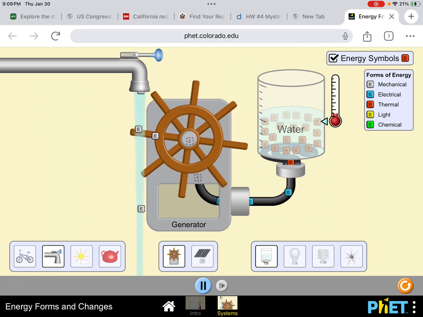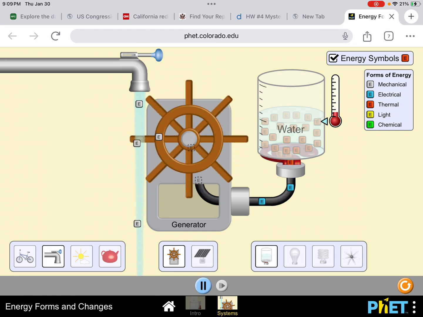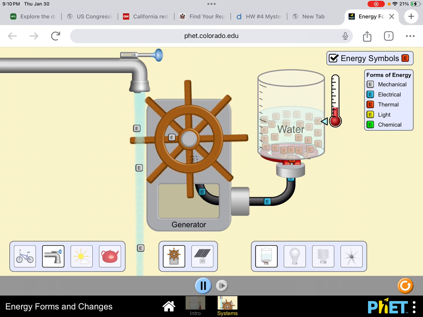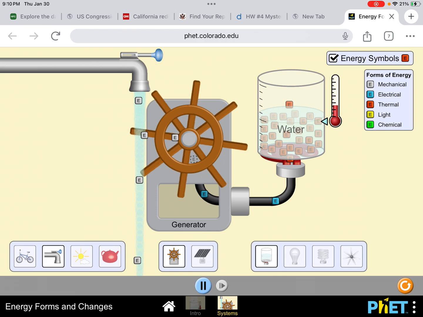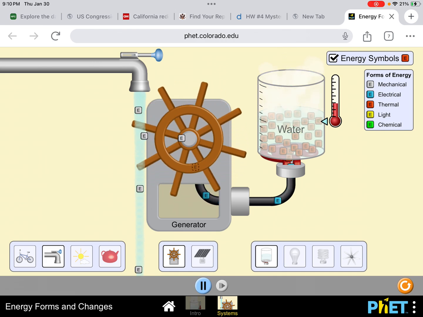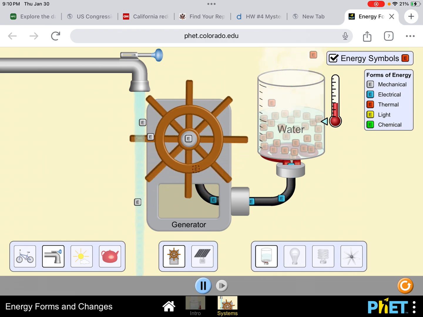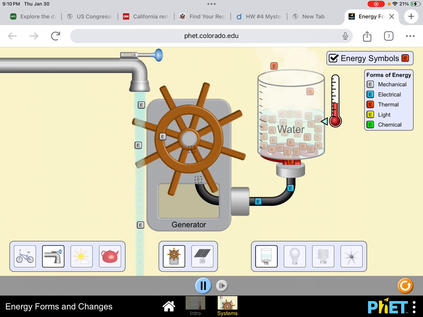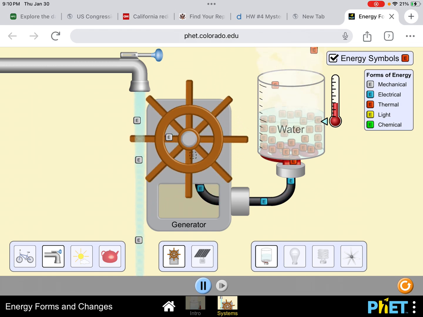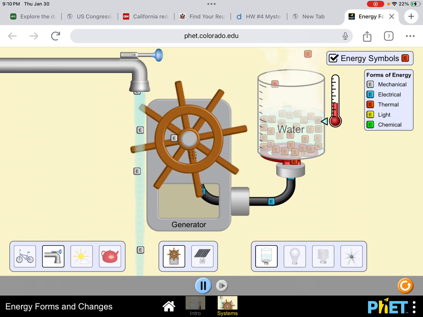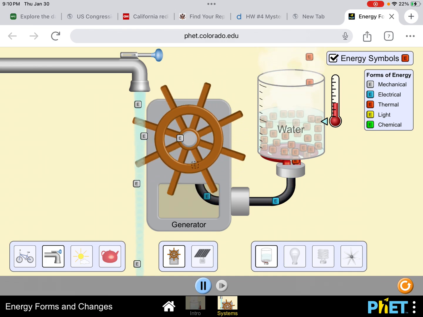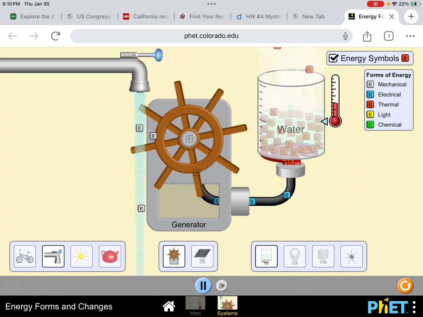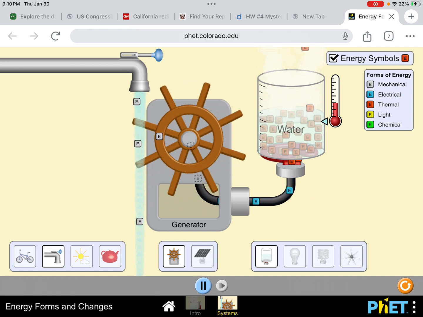And then these little E's here, let's look at the forms of energy key. The little gray E's that are falling down, energy from that water, that is mechanical energy, sometimes called motion energy, kinetic energy. That is turning this generator wheel, this brown generator wheel, which is generating electricity. And so the energy transformation there is it's transforming to electrical energy. So those are the little blue E's.